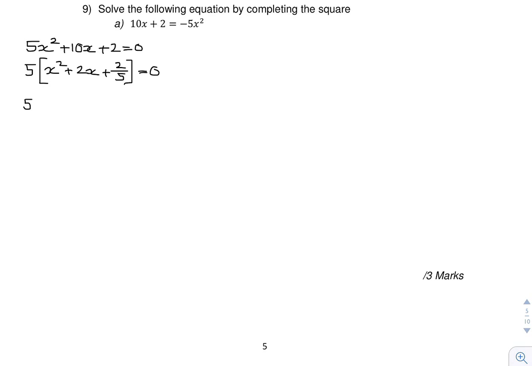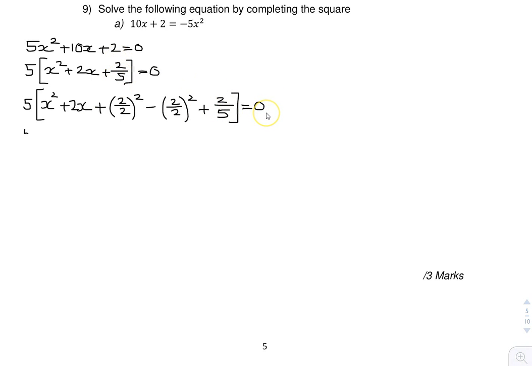The next step is to rewrite your equation with x squared plus 2x the same, but we're going to take that value of 2, divide it by 2, and square your result. We will add and subtract that, so 2 divided by 2 squared minus 2 divided by 2 squared. For 2/5 on the end, our c value will not change. This is still equal to 0.